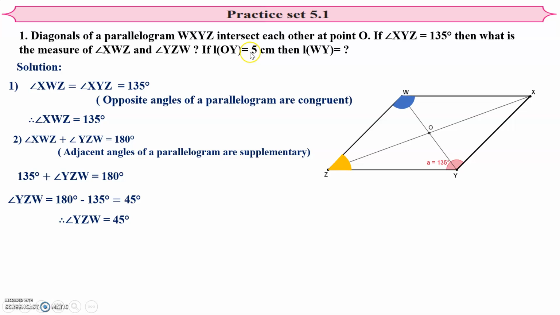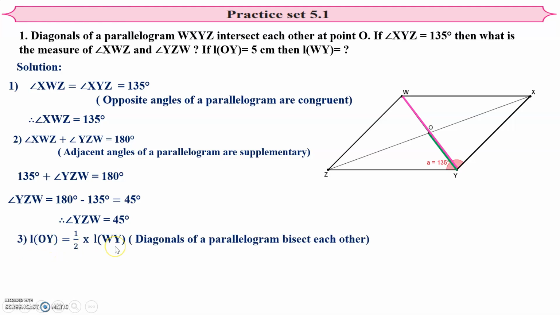Now what is the next part? We have found out the measures of these two angles. Now we need to find length WY, for which length OY is given. Length OY is this length, it is 5 centimeters, and we are expected to find WY. Where is WY? This is WY. Now we know the relation between OY and WY. Length of OY is half the length WY.